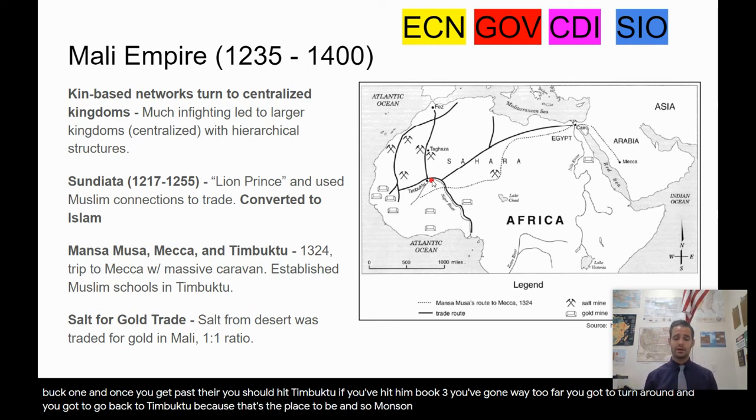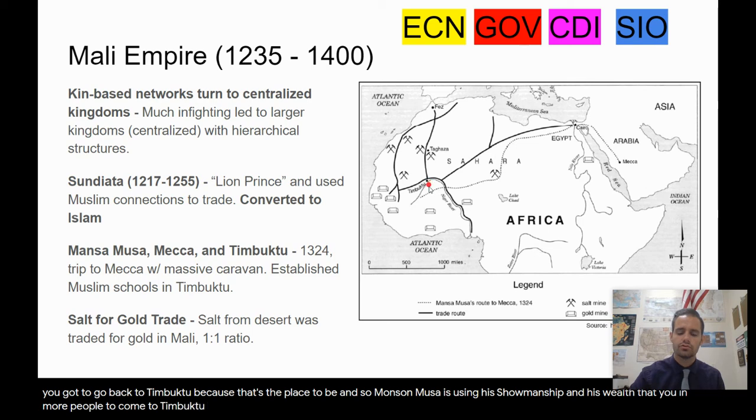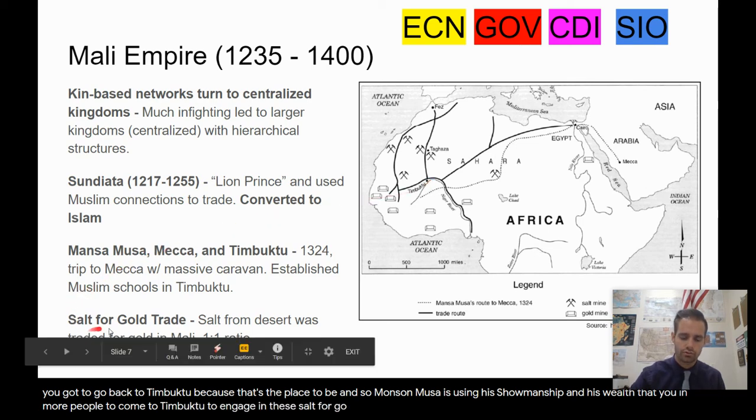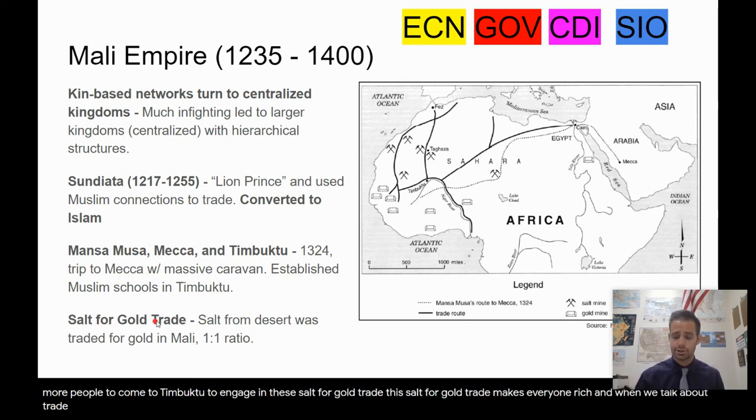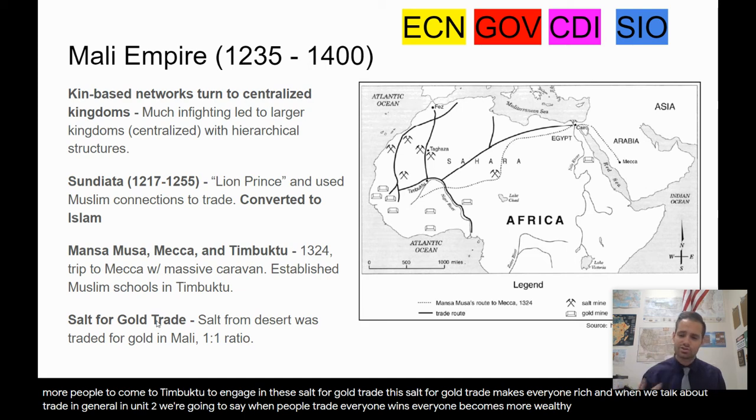And so Mansa Musa is using his showmanship and his wealth that he's gained via trade to get more and more people to come to Timbuktu to engage in the salt for gold trade. This salt for gold trade makes everyone rich. And when we talk about trade in general in Unit 2, we're going to say when people trade, everyone wins, everyone becomes more wealthy. Why is salt so important?